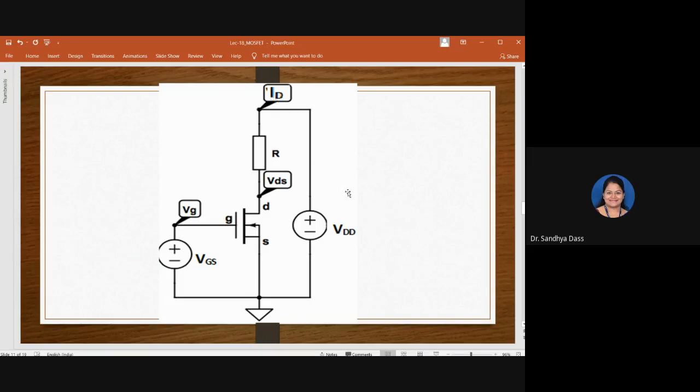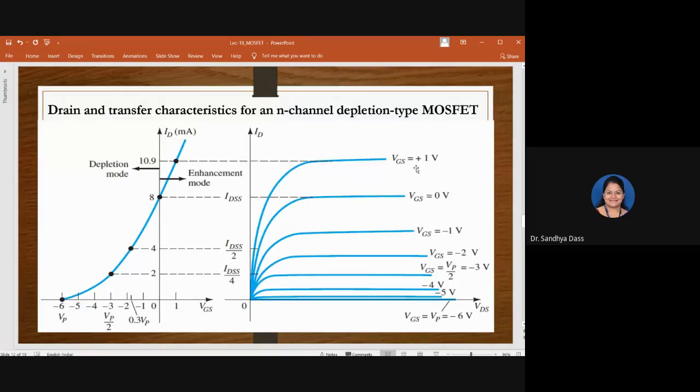That is how you will have a tabular column where you have VDS and ID. For different values of VDS, you will note down the corresponding ID. Can you visualize things? For constant VGS, if you plot like that, you will get the characteristics which we call drain characteristics. I'm just giving you a glimpse of how you get these drain characteristics.